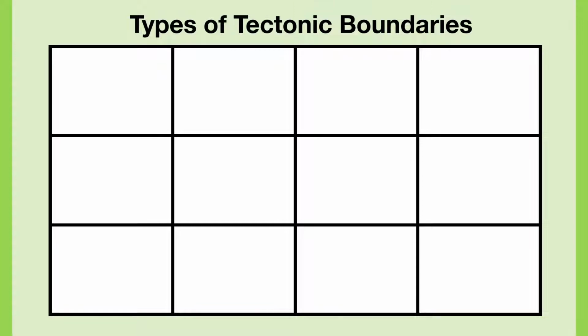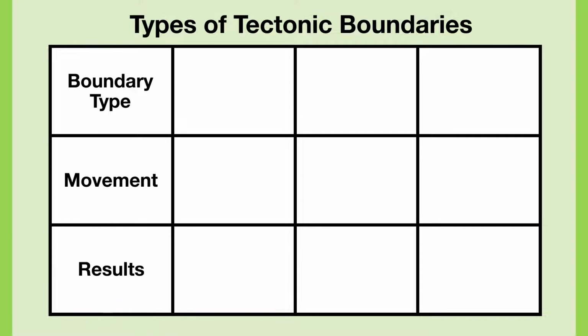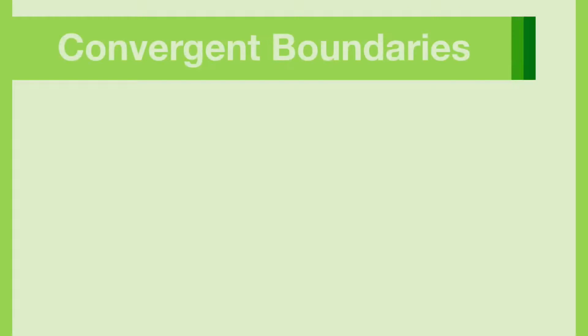In the left-hand column, write boundary type, movement, and results. Notice that I'll be talking about 3 kinds of boundaries, about how each boundary type is moving, and finally about the result of that movement. Okay, as I mentioned, there are 3 main boundary types. The first kind are called convergent boundaries.